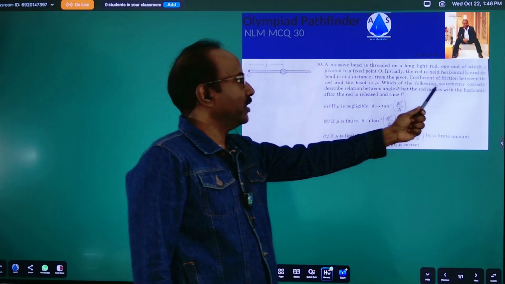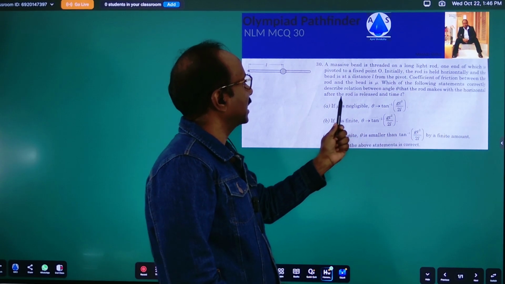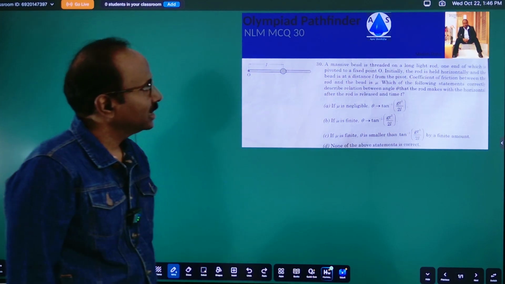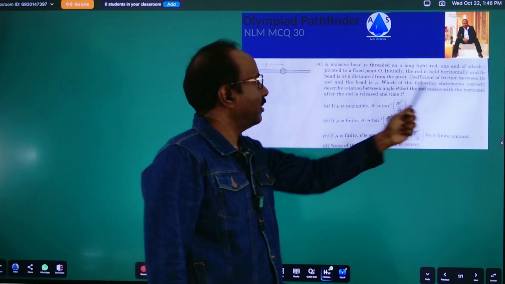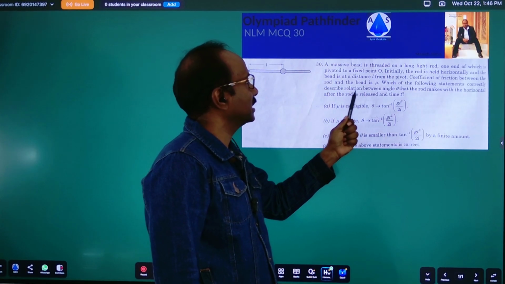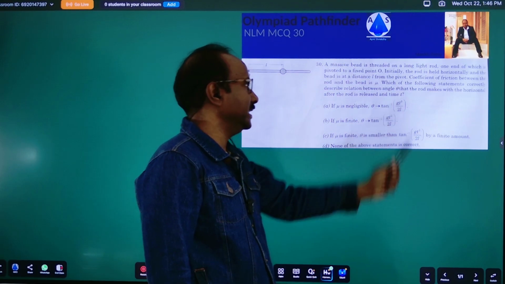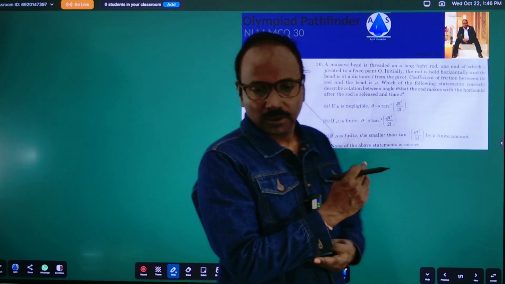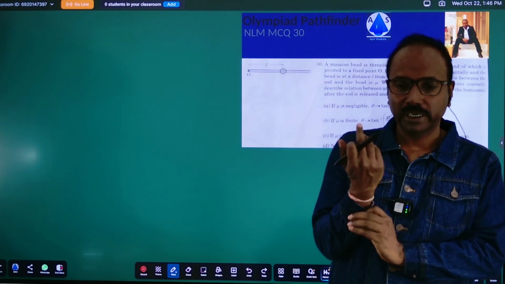Which of the following statements correctly describe the relation between the angle theta that the rod makes with the horizontal after the rod is released and the time t? So 4 options are given. So we have to conclude which all are correct.